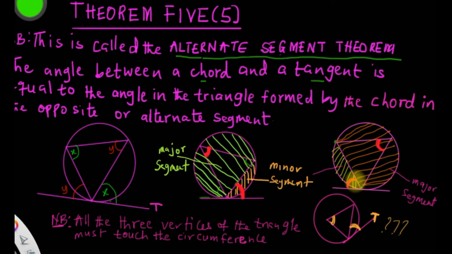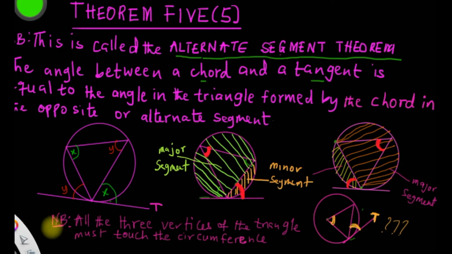So let's look at this one. This is a tangent, and this is a chord. This tangent is meeting this chord and forming this angle. And then this chord is also forming this angle. Look at where the angle is formed. Does it touch the circumference? No, it does not touch the circumference. This side doesn't touch the circumference. So this is not the alternate segment theorem. The alternate segment theorem doesn't hold here.